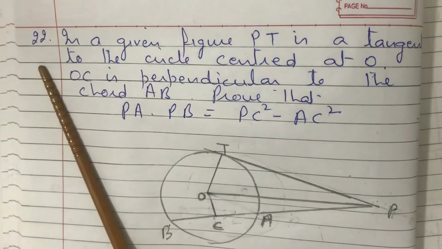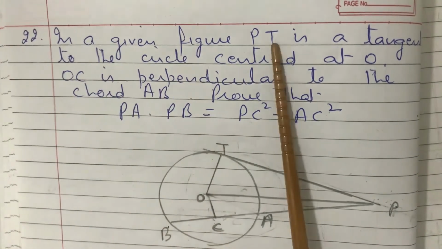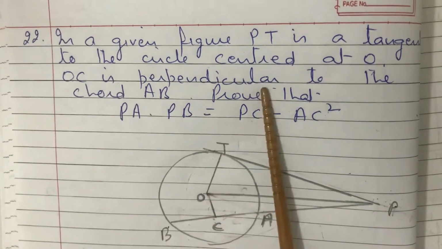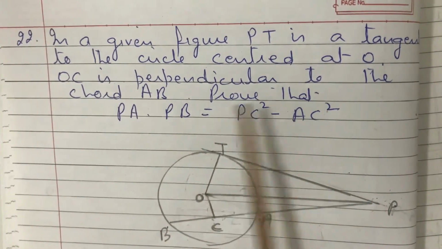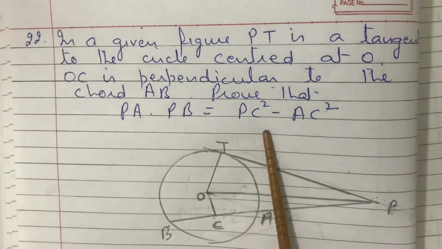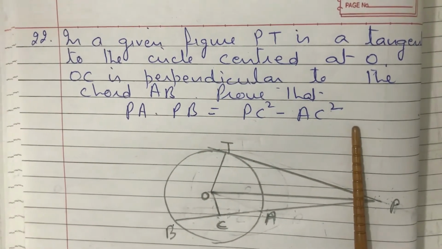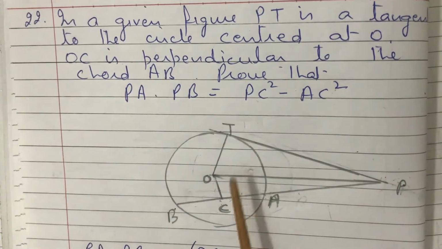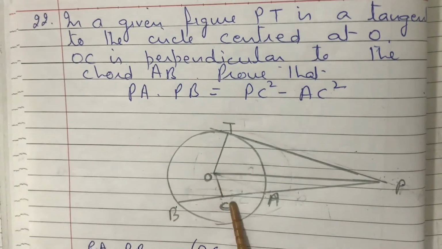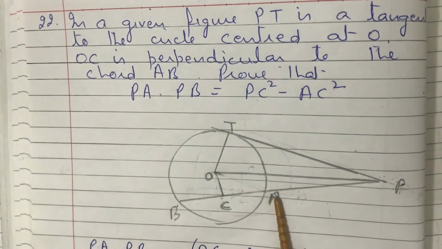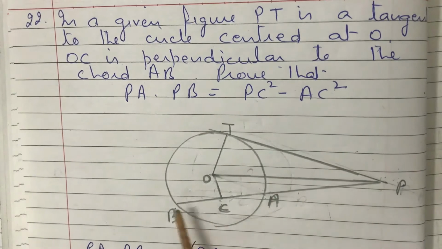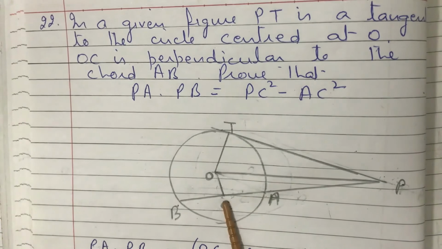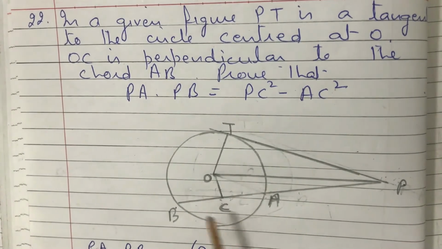Now question number 22. In a given figure, PT is a tangent to a circle centered at O. OC is perpendicular to the chord AB. Prove that PA dot PB is equal to PC square minus AC square. Now this is the figure. Here PT is a tangent, AB is a chord, OC is perpendicular on this chord. You are to prove PA into PB is equal to PC square minus AC square. Now how will you do it?